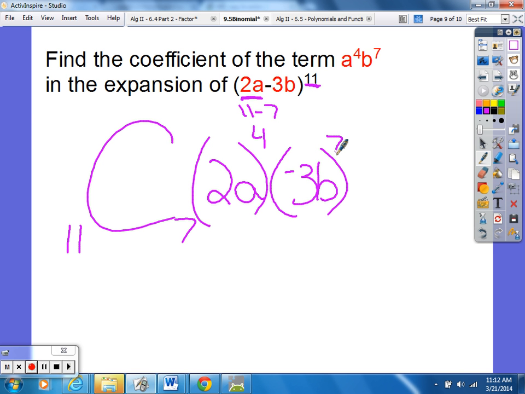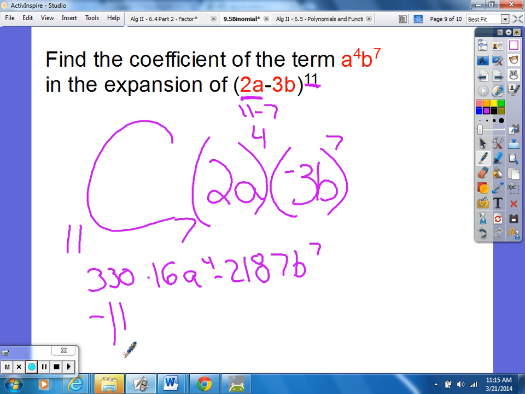Okay, figure out this part, figure out this part, figure out this part. Go ahead. 11 choose 7 is 330. Okay, guys, up here. 2 to the 4th is 16. 8 to the 4th is 8 to the 4th. Negative 3 to the 7 is negative 2187. b to the 7th. All right, Mallory, go ahead. a to the 4th, b to the 7th.